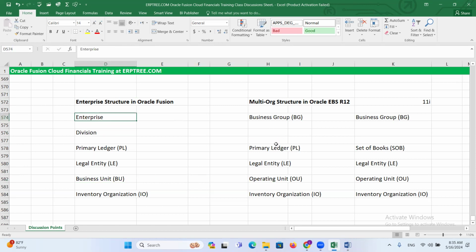And instead of calling it a business group, here we are calling it enterprise. But equal to business group, we have LDG, legislative data group, to maintain the country specific employees information as well as to run the payrolls. So these are the points we have to notice when we talk about 11i multi-org, R12 multi-org, and Fusion enterprise structure. Any questions here from anyone, please?